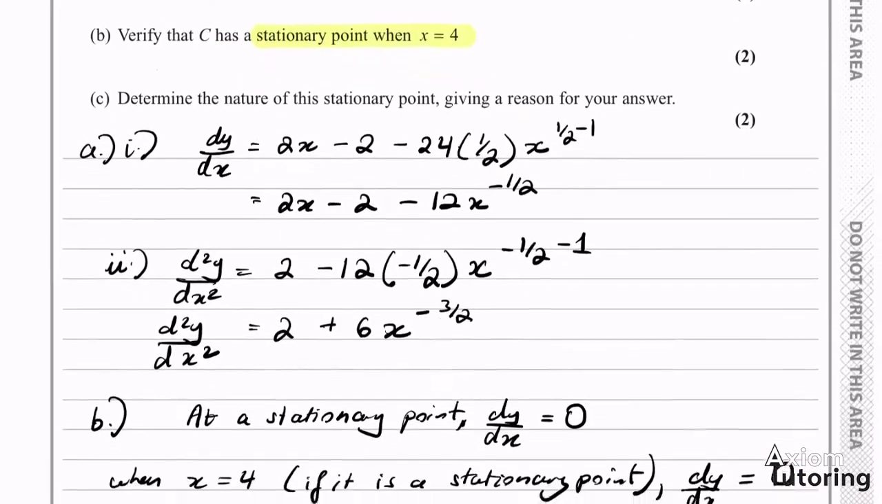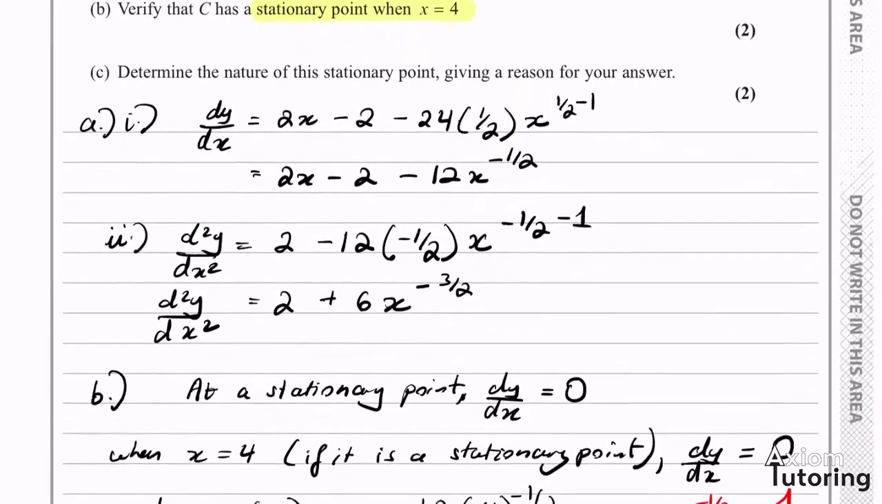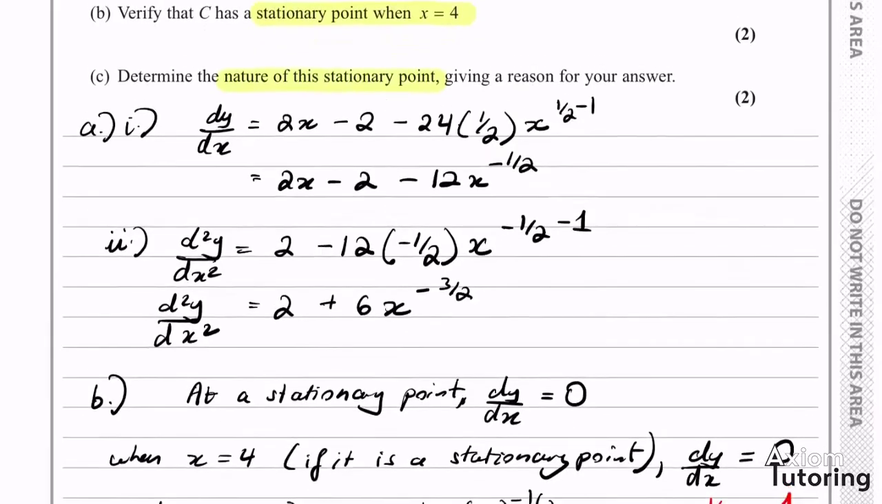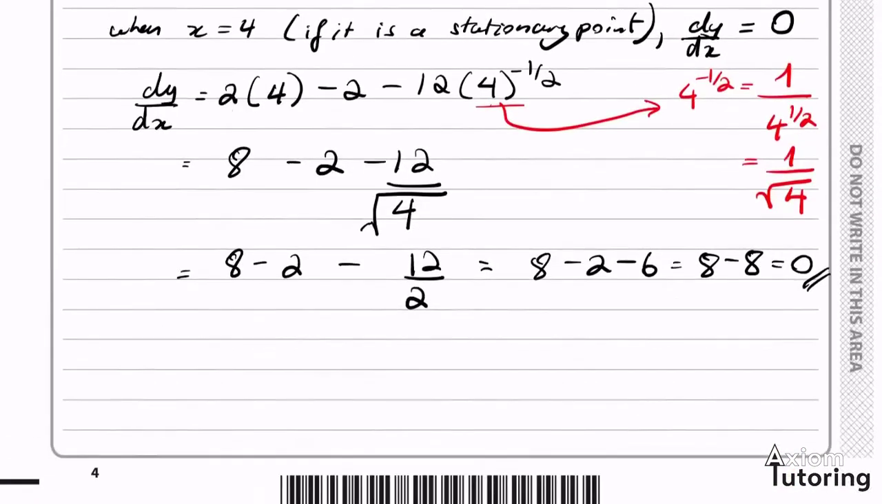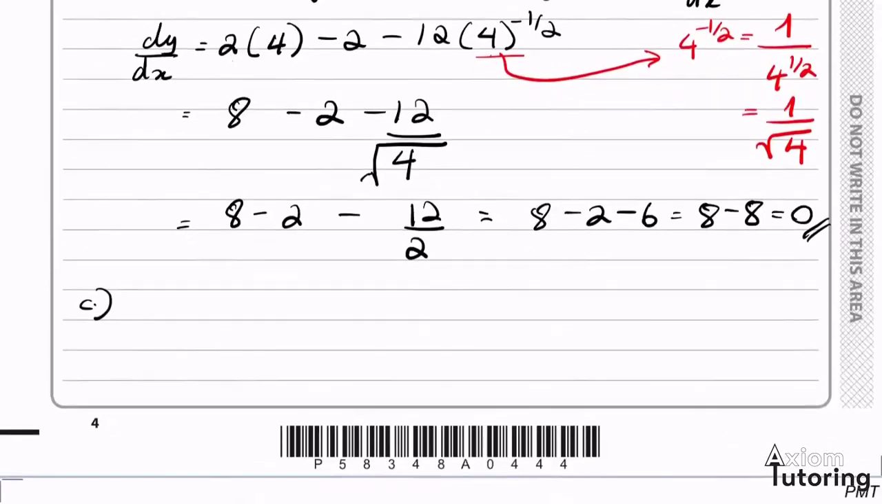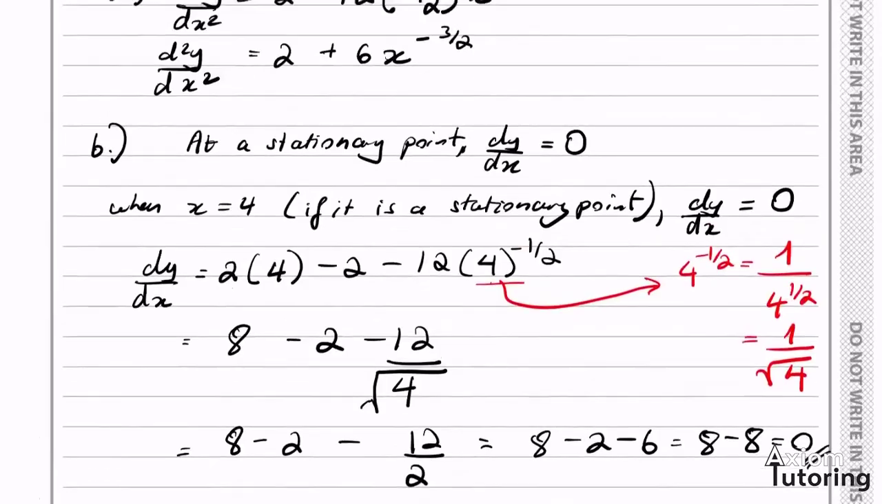So now for part C, you want to determine the nature of this stationary point, and you want to give a reason for your answer. So let's try and remember how we determine the nature of a stationary point. The easiest way for us to do that is to look at the second derivative here.